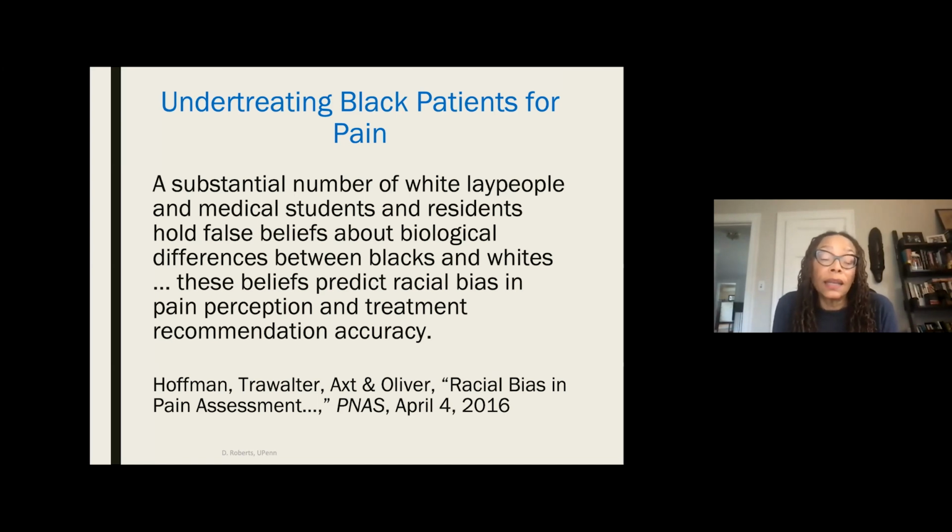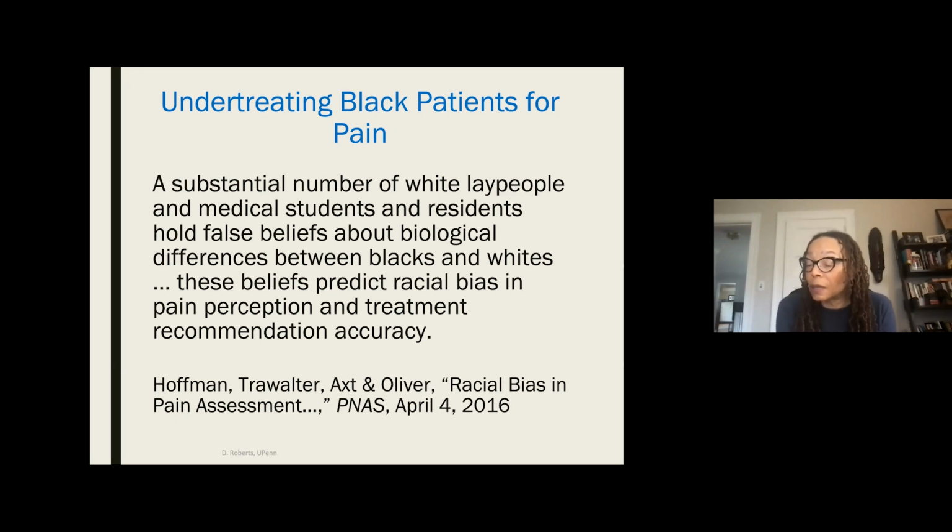In addition, we know that Black people have been undertreated for pain. So another problem this exemplifies with race-based medicine is that it promotes harmful stereotypes about racial bodily differences, making patients and research participants of color more vulnerable to being mistreated by healthcare professionals and researchers who believe these myths.